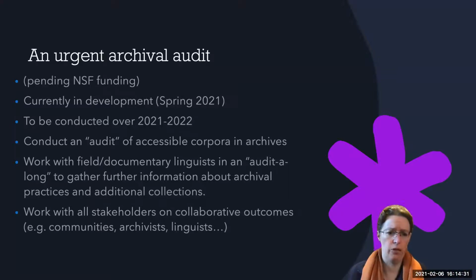And our aim is to conduct an audit of accessible corpora in various digital archives, to work, on the one hand, with field documentary linguists in an audit as well, to gather further information about archival practices and additional collections. And as part of all this, to work with all stakeholders on collaborative outcomes. So our stakeholders will include communities, archivists, linguists, others who have a stake in making the best possible digital archives that we can.